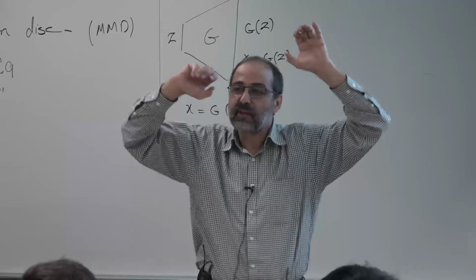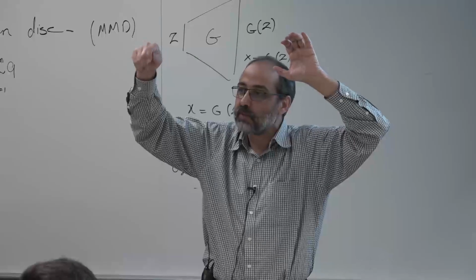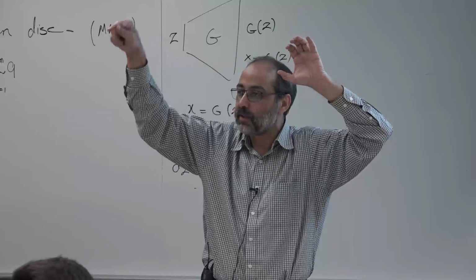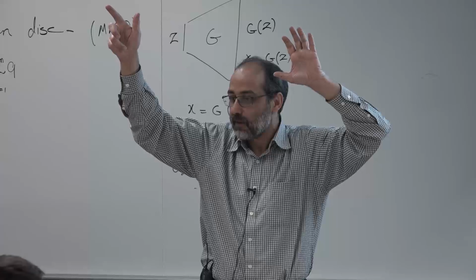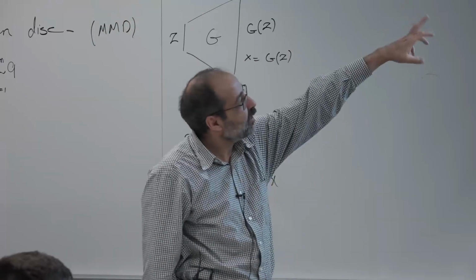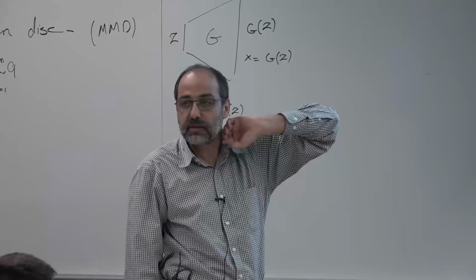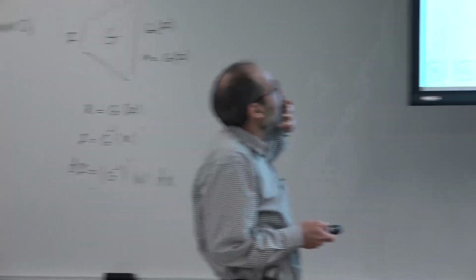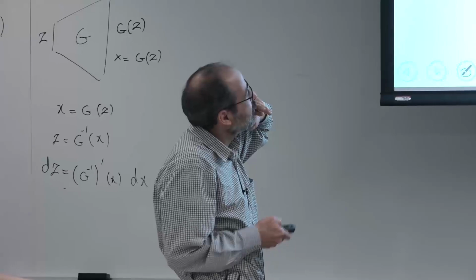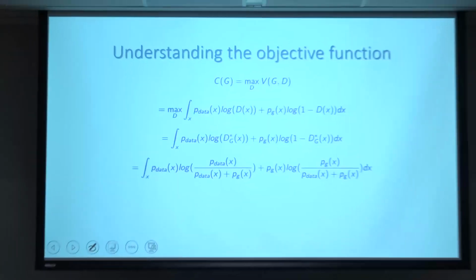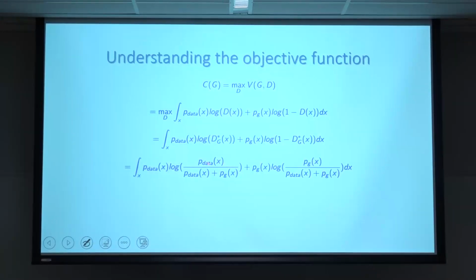Now, I know that given G, the optimum D would be p_data divided by p_data plus p_G. So I will replace every occurrence of D by p_data divided by p_data plus p_G. So any of these D, assuming that it's optimal, is p_data divided by p_data plus p_G. Okay. Are you okay with this so far?